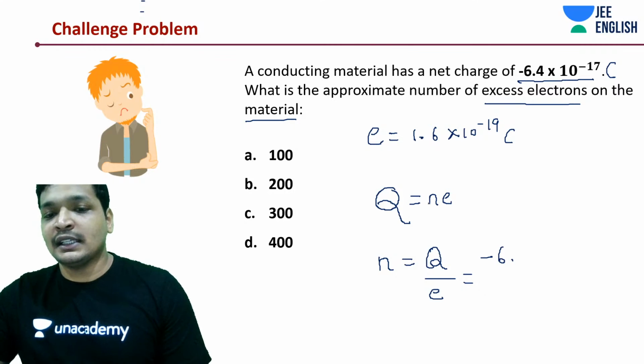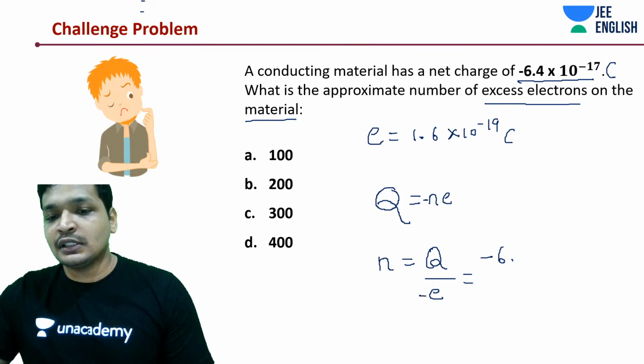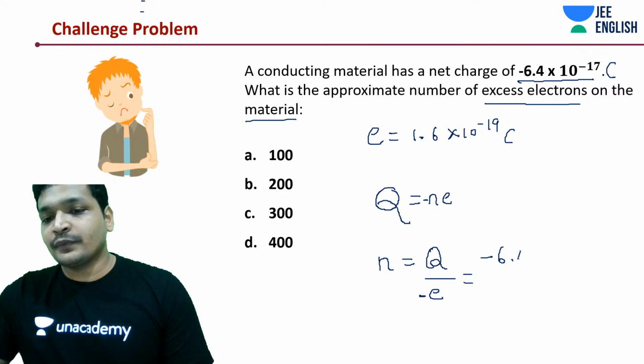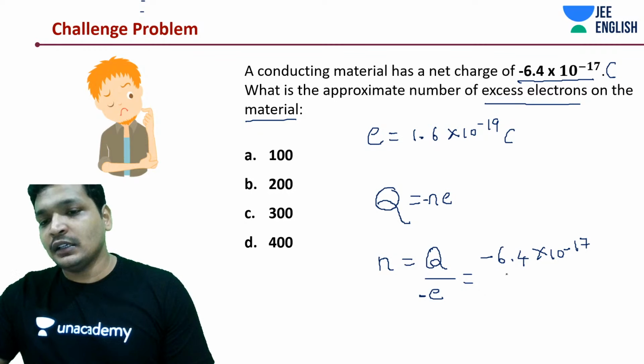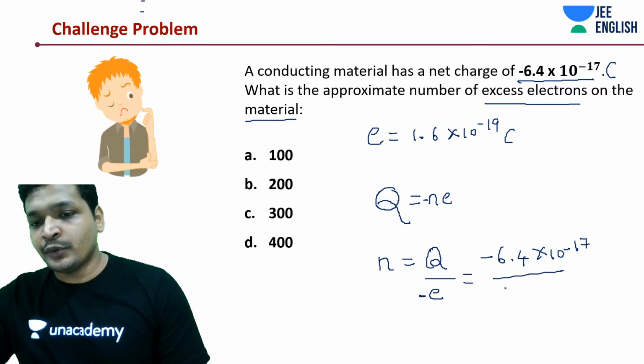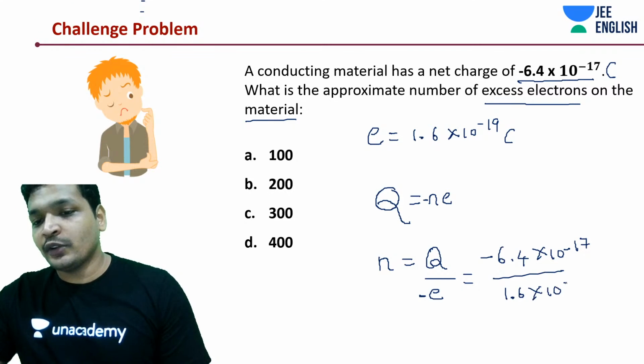And this is going to be minus Ne in this case, because it's an electron, it's minus E. Okay, so minus 6.4 into 10 to the power minus 17, and on the denominator you would have 1.6 into 10 to the power minus 19.